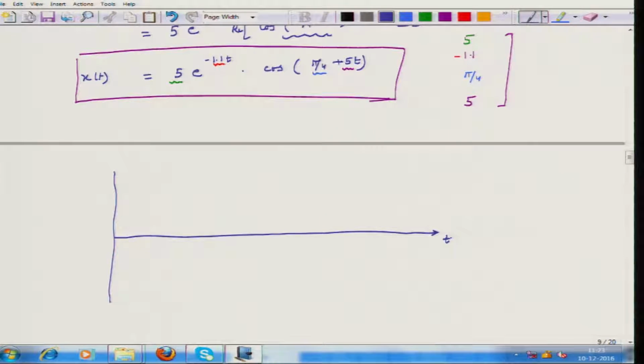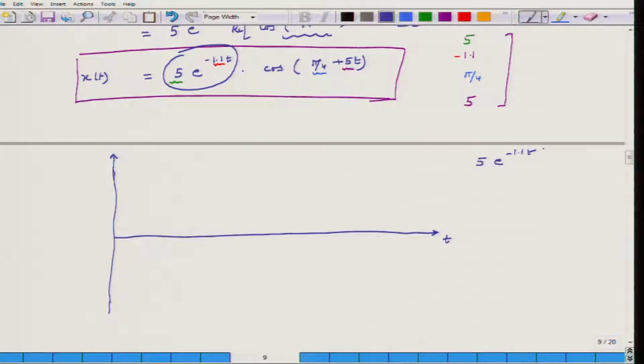So, on the x axis we are going to plot time, and on the y axis we will plot two graphs. The first graph we are going to plot is for this entire thing. So, we will plot a graph for 5 e to the power of minus 1.1 t. At t is equal to 0, the value of this entire thing is going to be 5, and as t increases from 0 to infinity, this term decays to 0. So, the graph is going to look like this.